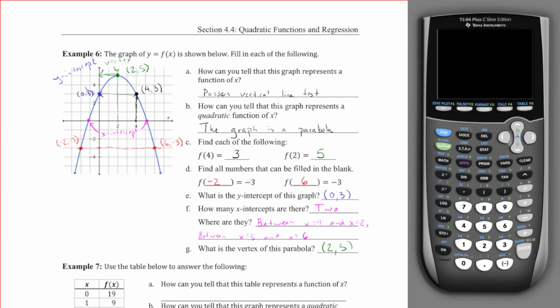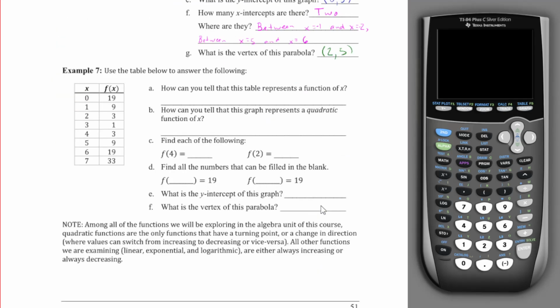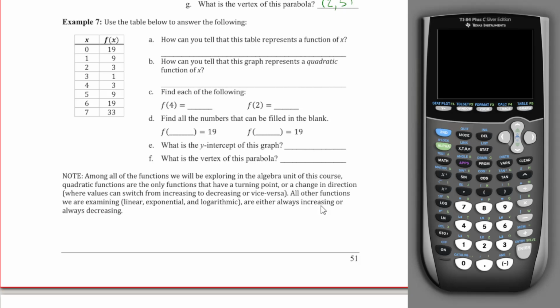Okay, so that's a quadratic function represented in a graph. Let's take a look at a quadratic function represented in a table, and we can do all those same things. So here we have a table of x values and f of x values, input values and output values. And we can tell that this represents a function because each input only appears once.